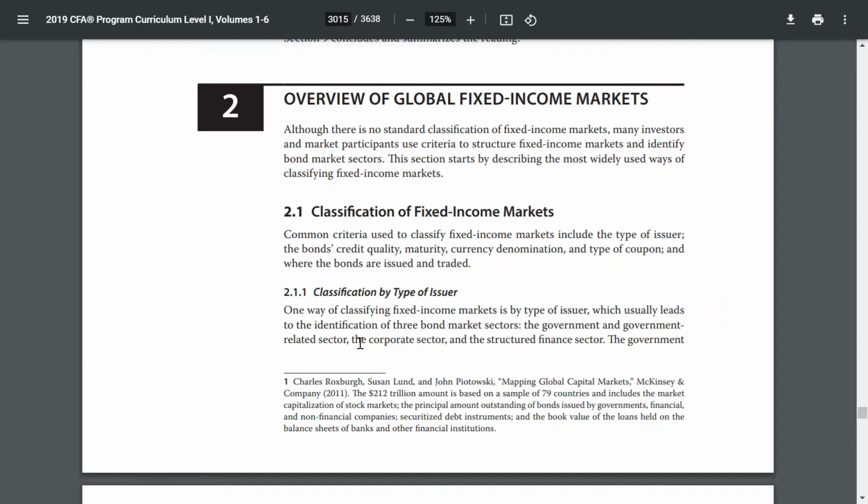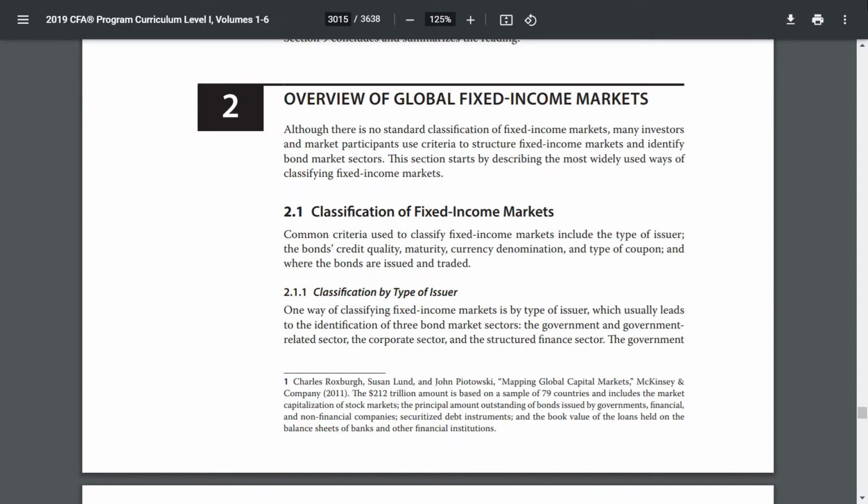Although there is no standard classification of fixed income markets, many investors and market participants use criteria to structure fixed income markets and identify bond market sectors. This section starts by describing the most widely used ways to classify fixed income markets. Classification of fixed income markets. Common criteria used to classify fixed income markets include the type of issuer, the bond credit quality, maturity, currency denomination, the type of coupon, and where the bonds are issued and traded.